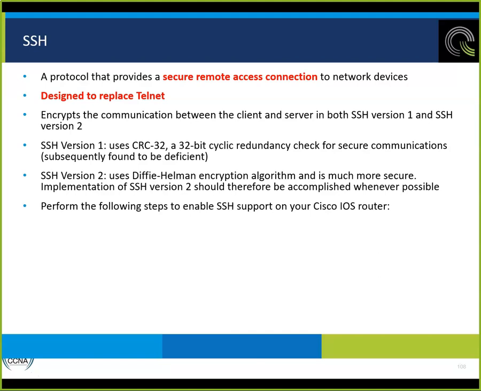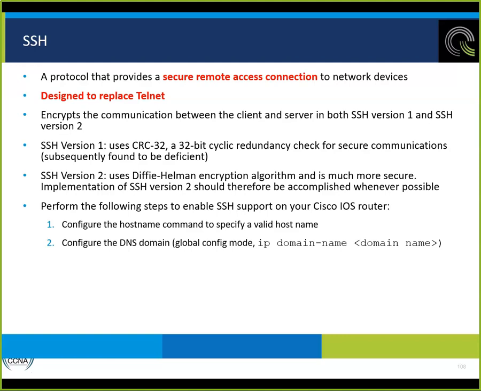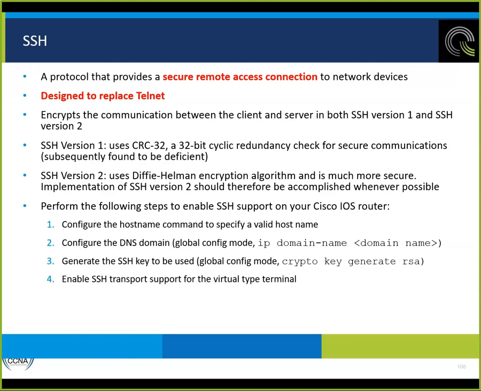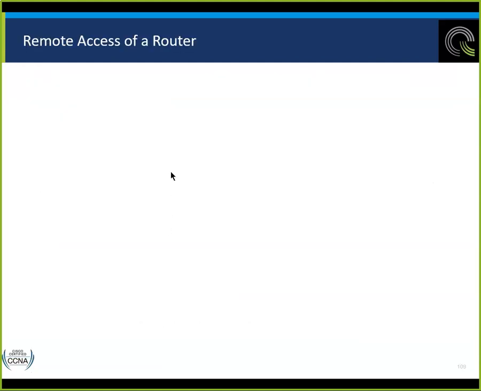Steps to enable SSH, and I think we've done this once before. We're going to configure a host name. We have to have a host name and a DNS domain name. These two elements are used as part of the construction of the key for SSH. And then we're going to generate the SSH key with crypto key generate rsa. We'll specify the key length when we do this, and for SSH version 2, be sure that you specify a long enough key length. Then we'll enable it as a transport protocol on the VTY line, the virtual terminal line, the telnet line, the SSH line in this case.